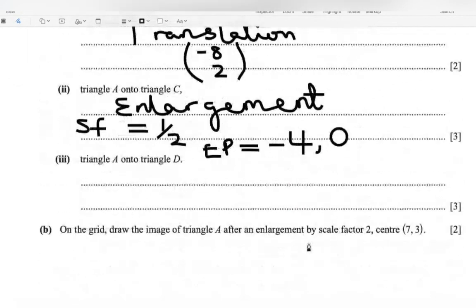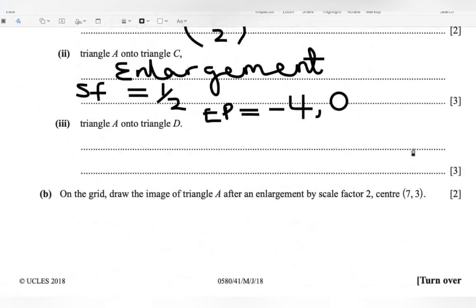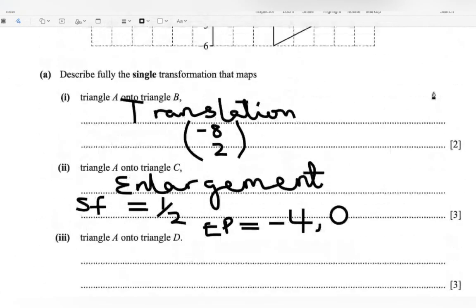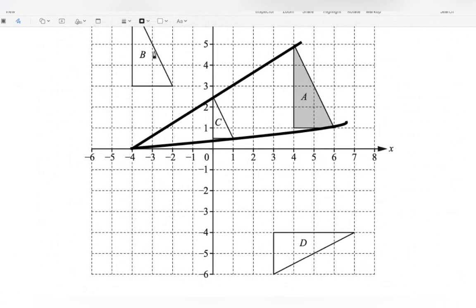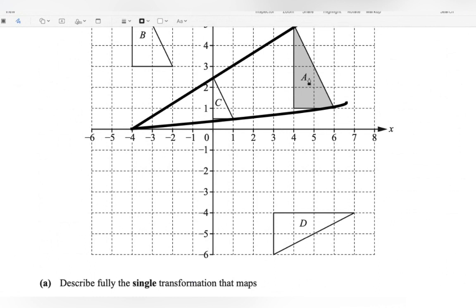So that's that for that. We get 3 marks for doing this. Okay. Then the next one, we say triangle A onto triangle D. Let's go and see triangle A that changes to D. Triangle A onto D could only be rotation. This triangle A, this one, onto this could only be rotation.